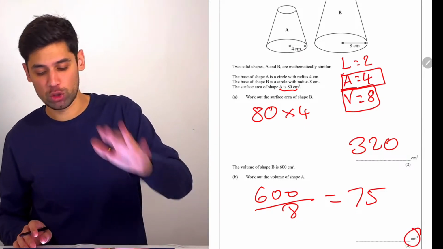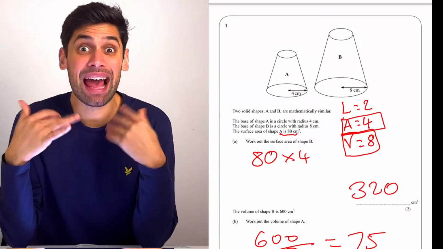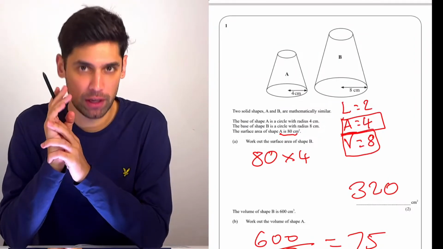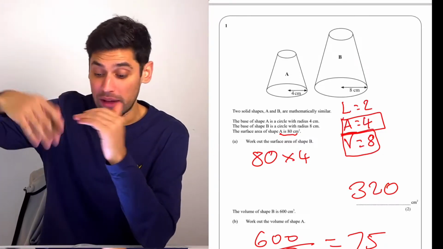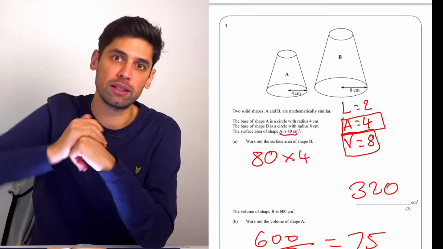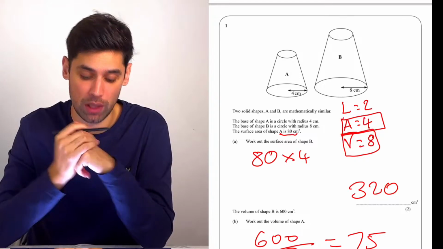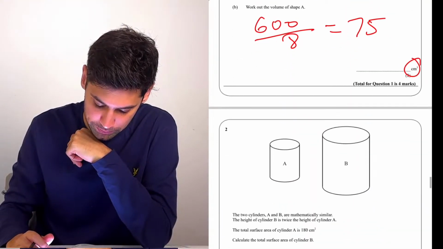That's it. So to recap, we find what scale factor they are telling us in the question. They're always going to tell us one: length, area, or volume. Figure out that scale factor by dividing. Then, if it is the length scale factor, square it to find the area or cube it to find the volume. Once you've found LAV, then you can start answering the questions. Let's move on to the next one.